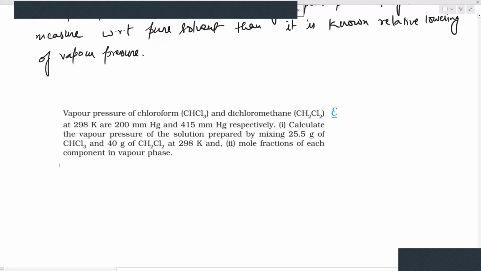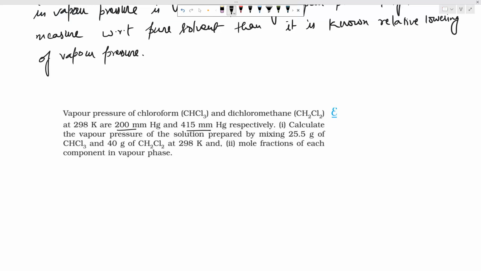Here is a question. What is it saying? That the vapor pressure of chloroform and dichloromethane at 290 Kelvin is 200 mmHg and 415 mmHg respectively. Okay, so what is given here? It is given in its purest form. The vapor pressure of this one is 200 and this one is 415 mmHg, respectively.